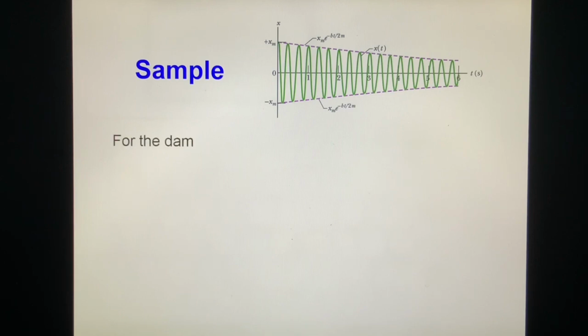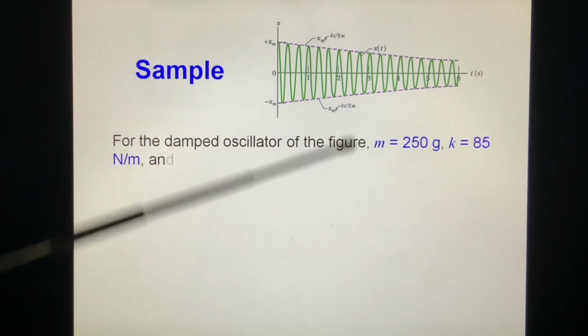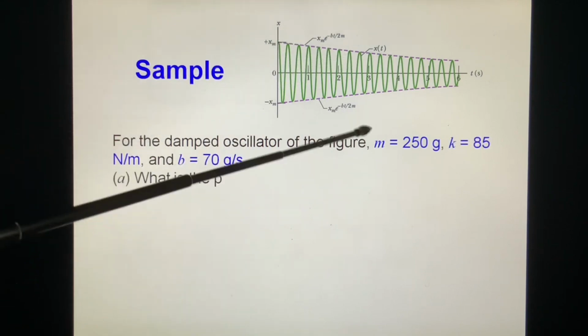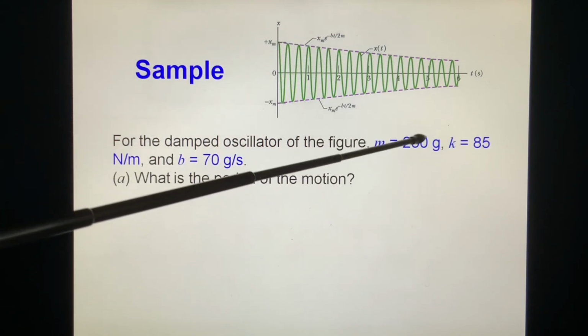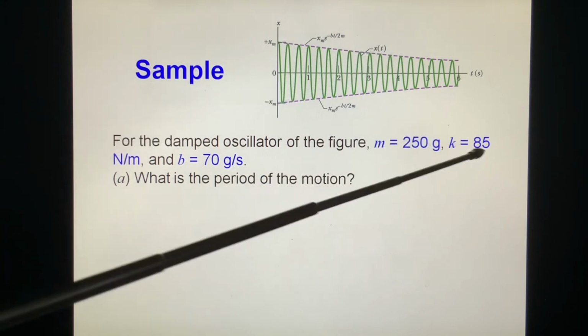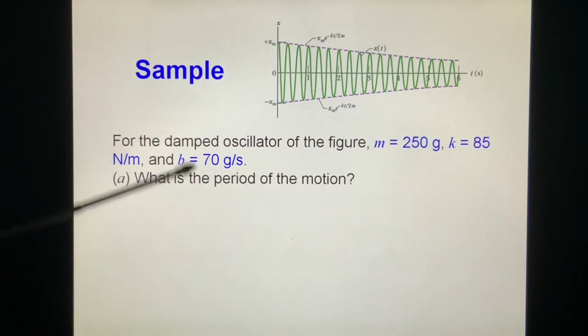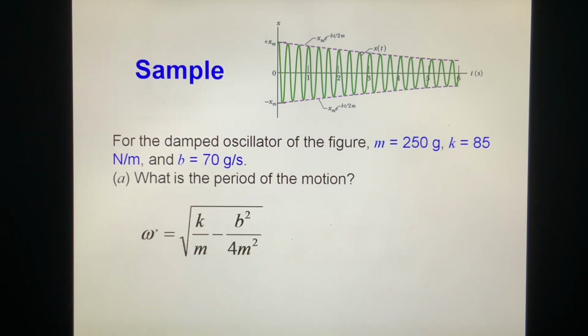Sample. For the damped oscillator of the figure, m is 250 gram, k is 85 Newton per meter, and b is 70 gram per second. What is the period of the motion? We just put it in the formula.